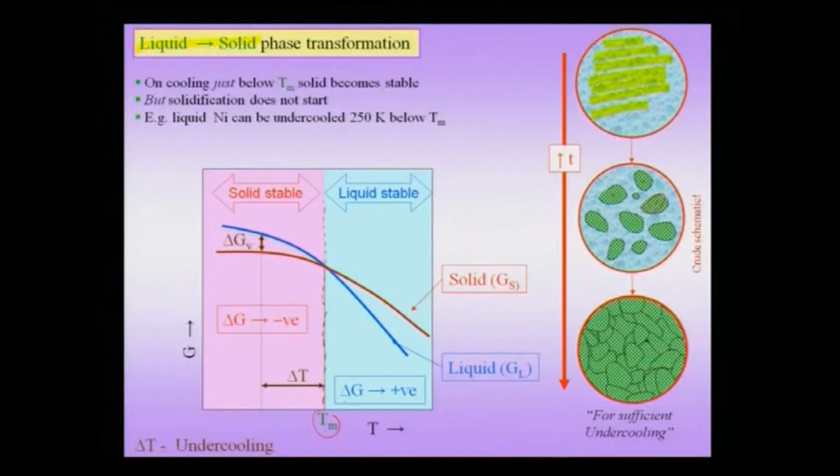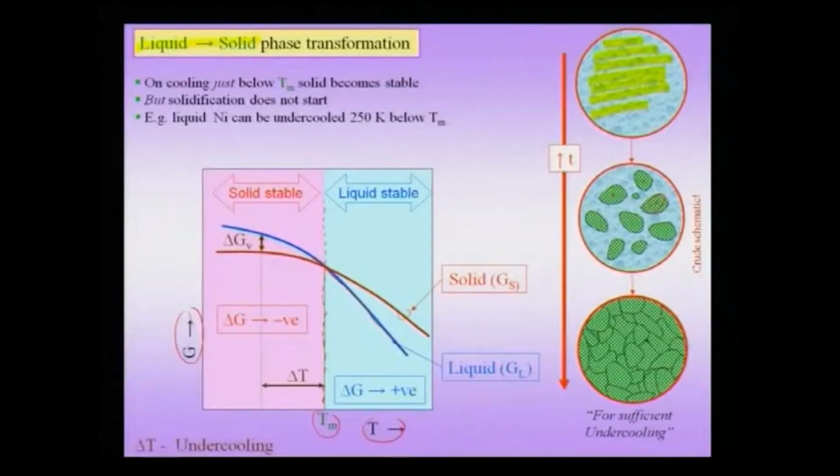Above the melting point, you see that the free energy of the liquid, now the blue curve, is the free energy of the liquid curve, and the red curve is the free energy of the solid curve, and I am plotting temperature versus Gibbs free energy. This means these are negatively curved. Now, above the melting point, the blue curve is lower than the red curve, which means the liquid is stable as compared to the solid, and therefore this system would prefer to remain in the liquid state.